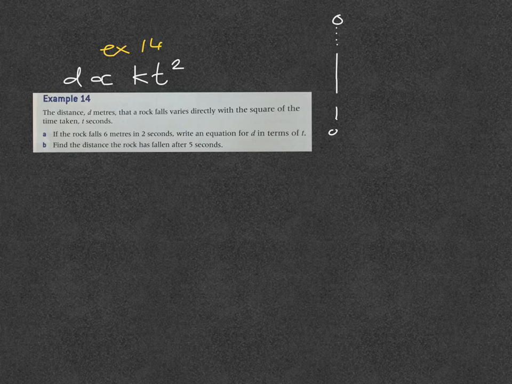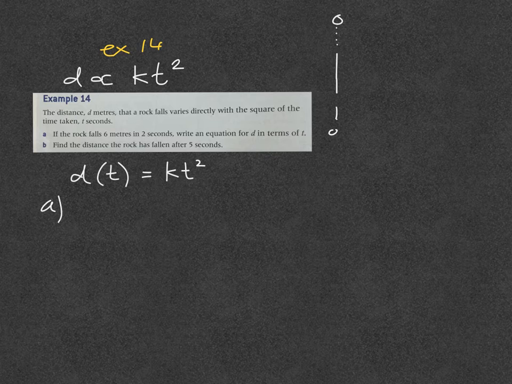Now the distance is a function of t, so this is our distance function, and for now we can just write k multiplied with t to the power of 2. This is what we know. Now, to answer question A, we're given a piece of information. If the rock falls 6 meters in 2 seconds, write an equation for d in terms of t.